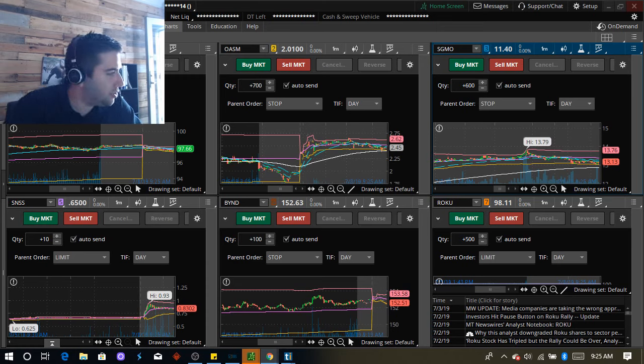13.81 would be your entry, and stop loss would be 13. Keep that private. And target. You can get a strong target on this one too. And you could also do OCO on this as well.